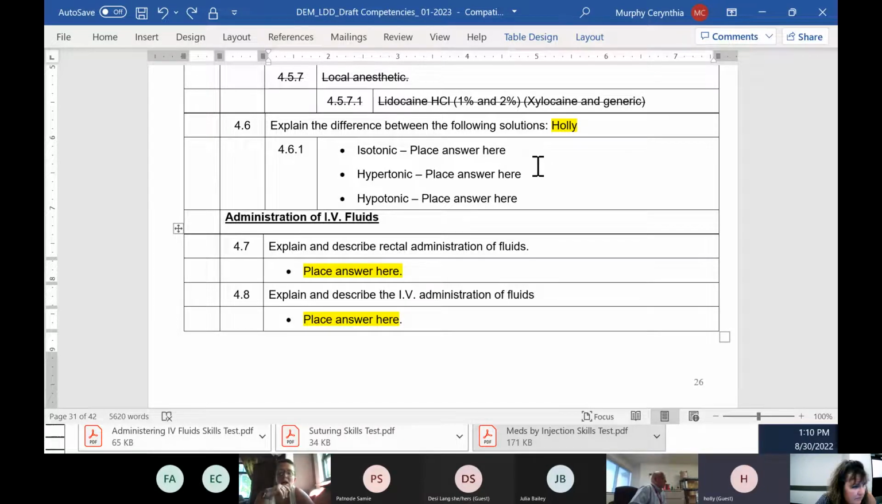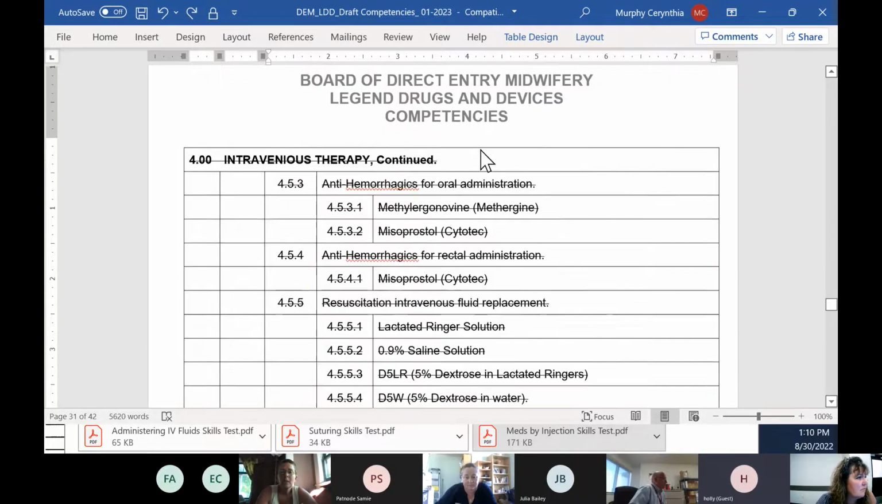So Colleen, maybe we've covered rectal administration under routes of administration. The fact is, you don't have to use IV fluid. You could use any kind of fluid. It's not necessarily a drug that you're using.